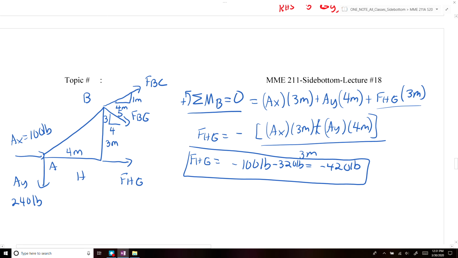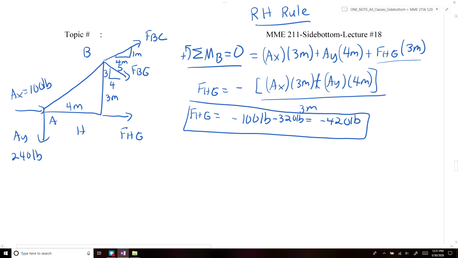All right, so again, to determine whether or not your moments should be positive or negative, remember you should use the right-hand rule. That should help you determine what direction your moment should be in. Okay, so to determine F_BG and F_BC, we're going to sum the forces in the x and the y direction. We use the sum of forces in x equal to 0, and the sum of the forces in y equal to 0, to determine F_BC and F_BG.